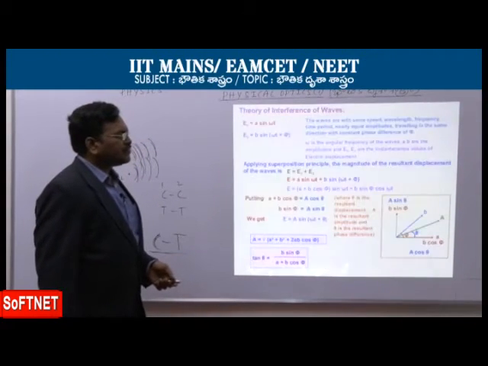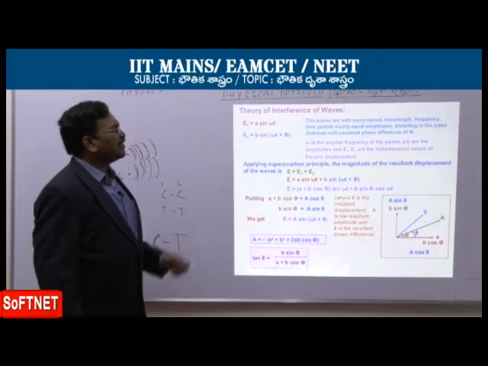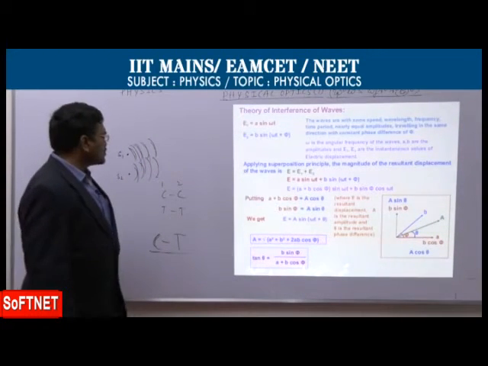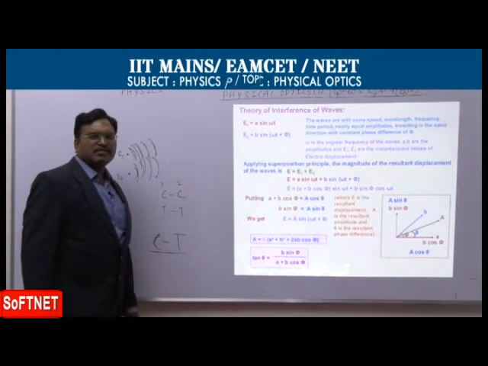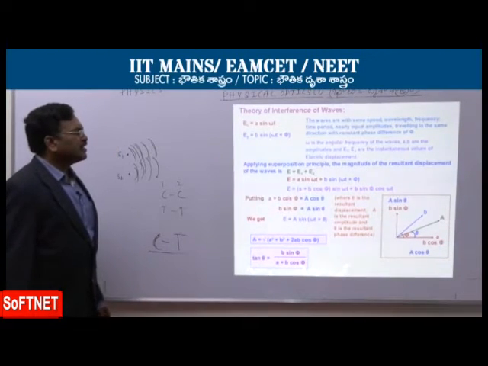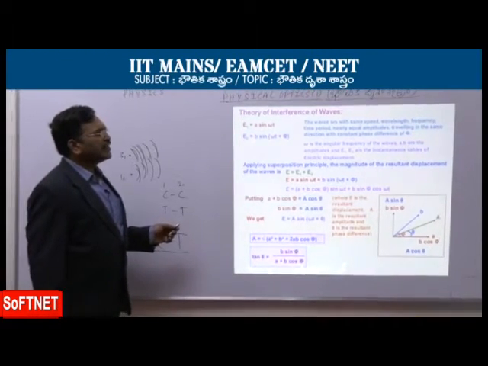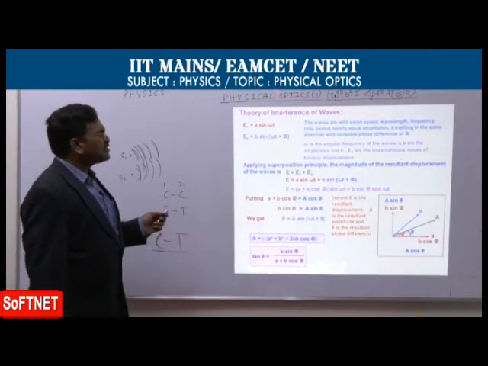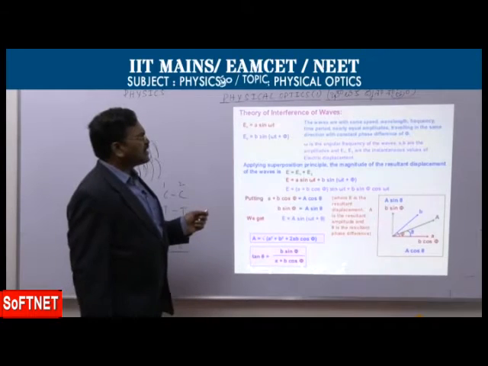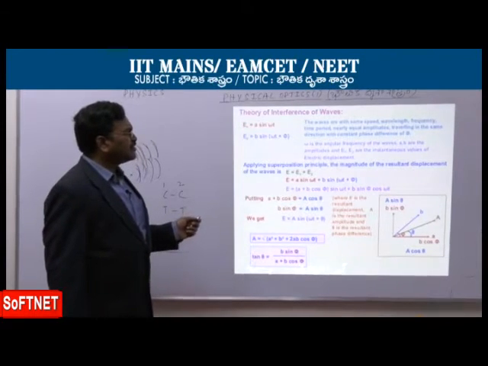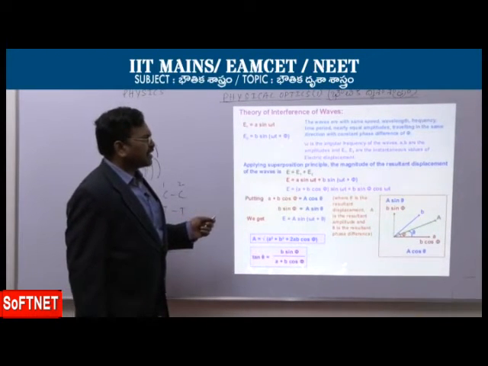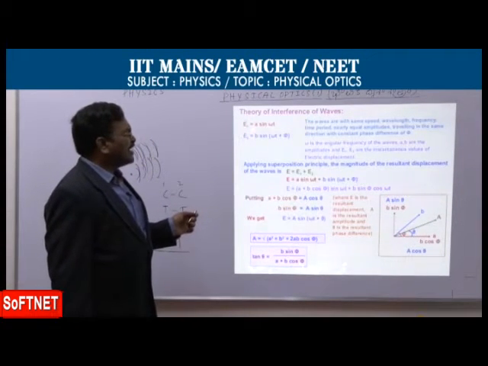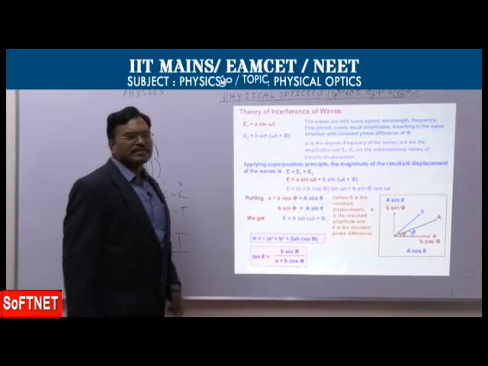Now, the theory of interference of waves. Here it is already explained: from two sources we are getting two waves. Now E1, E2, what are E1, E2 here? Displacements. Now E1 is equal to A sin omega t. What is E2? E2 is equal to B sin (omega t plus pi). Here E1, E2 are instantaneous values of electrical displacements.